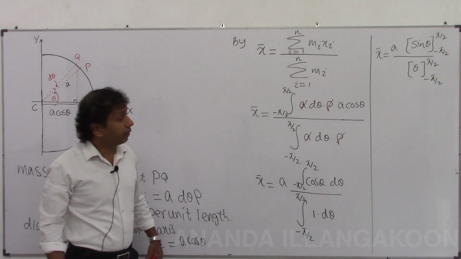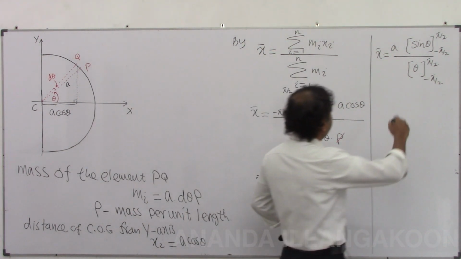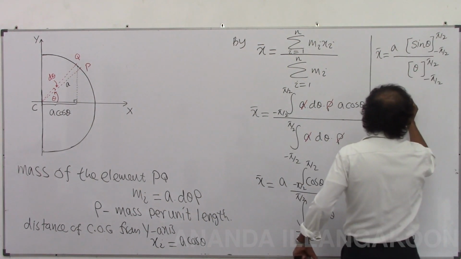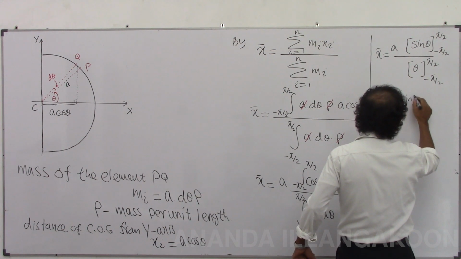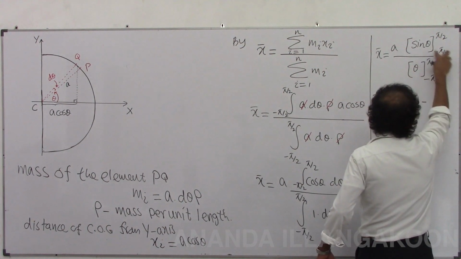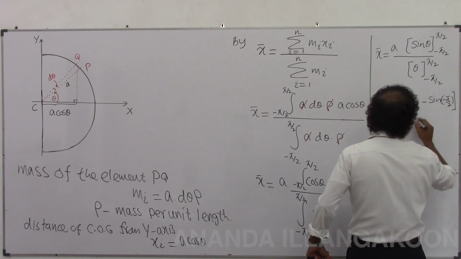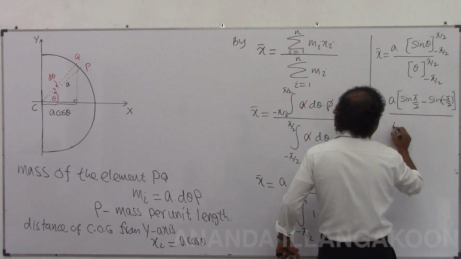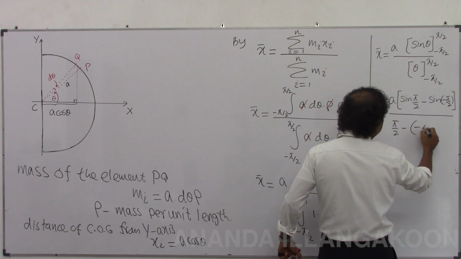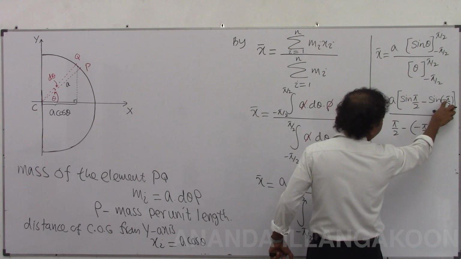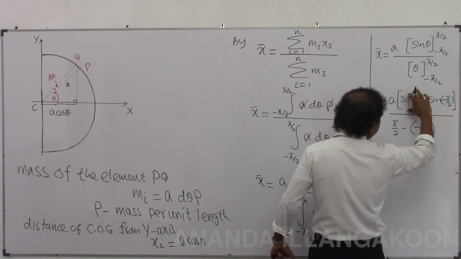Now we have to substitute the upper limit and lower limit. Right? So y equals a times, when I put the upper limit here, we get sine pi by 2 minus the lower limit sine of minus pi by 2, and the denominator pi by 2 minus minus pi by 2. This minus sign of the angle we can take out. This sine pi by 2, sine 90, is 1.